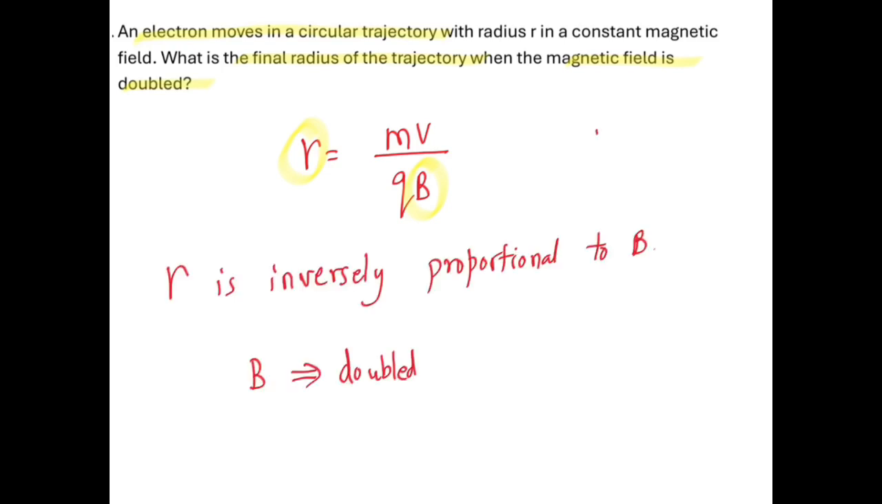Here we have no numbers given. It says that an electron moves in a circular trajectory. Trajectory means path, a circular path with radius r in a constant magnetic field. What is the final radius of the trajectory when the magnetic field is doubled? So the formula is r equals mv over qB. We can see that the radius and the magnetic field are inversely proportional to each other. So if you double the magnetic field, then the radius must be halved, which is r over 2.